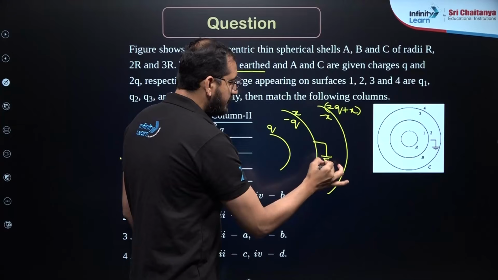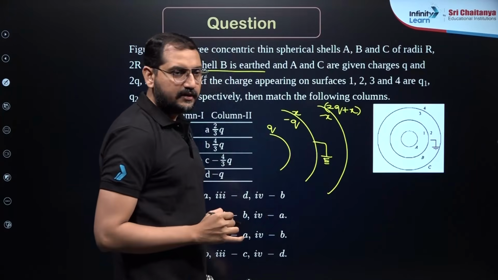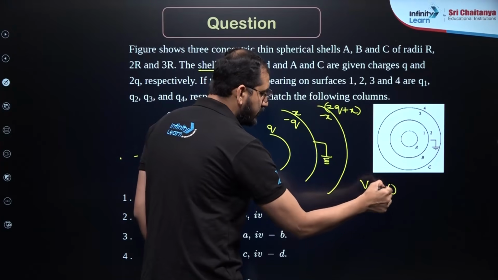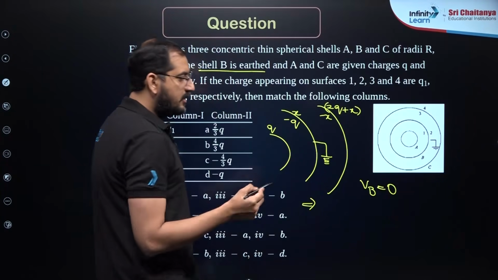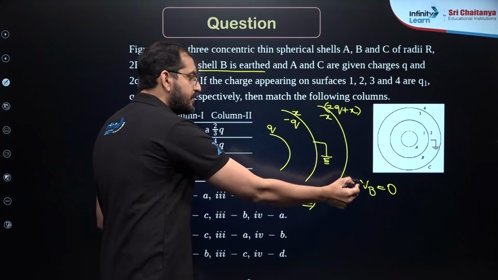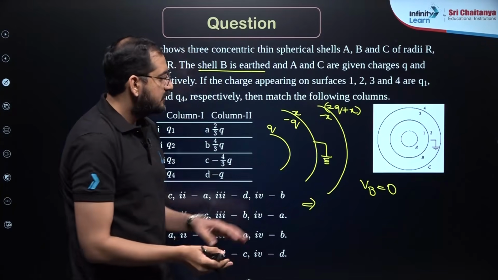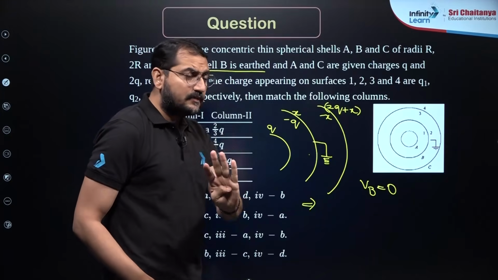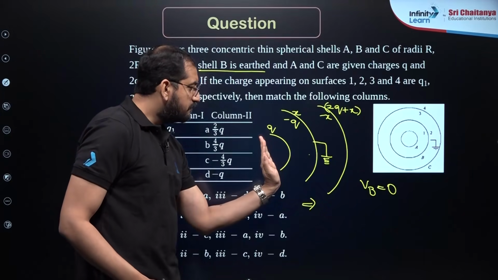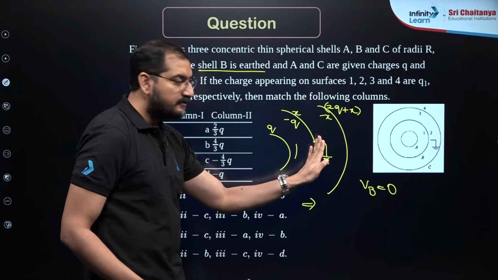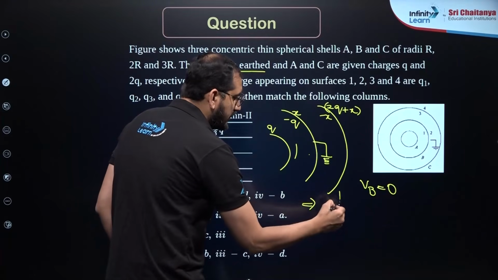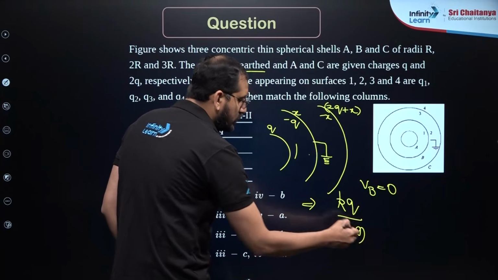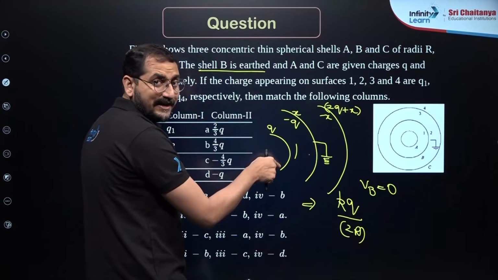Another piece of information that we have is that this shell was grounded. It means that the total potential of shell B was 0. Now let us try to calculate it. At shell B, the potential is coming from 3 different pieces. The first piece is coming from shell A. For that, I am going to write down the equation of the potential, that is KQ divided by 2R. This is the contribution because of shell A.